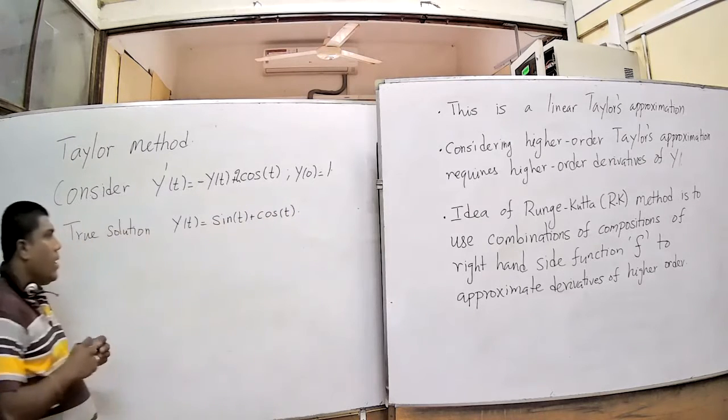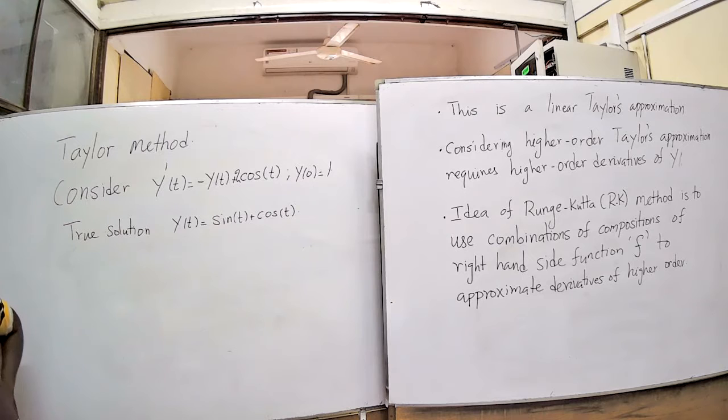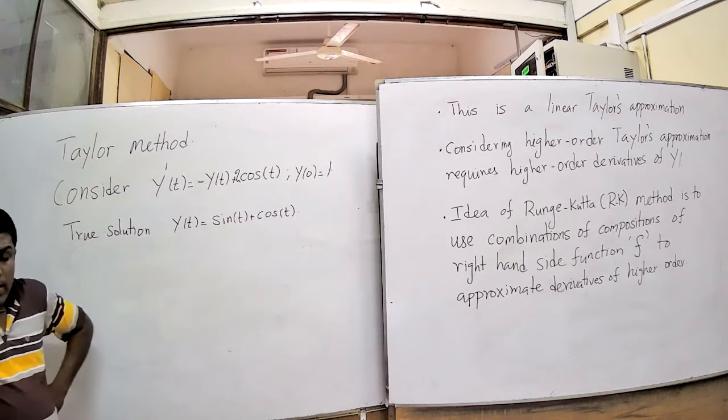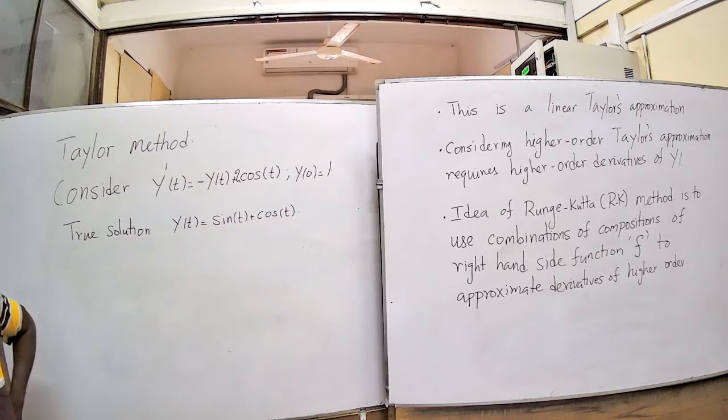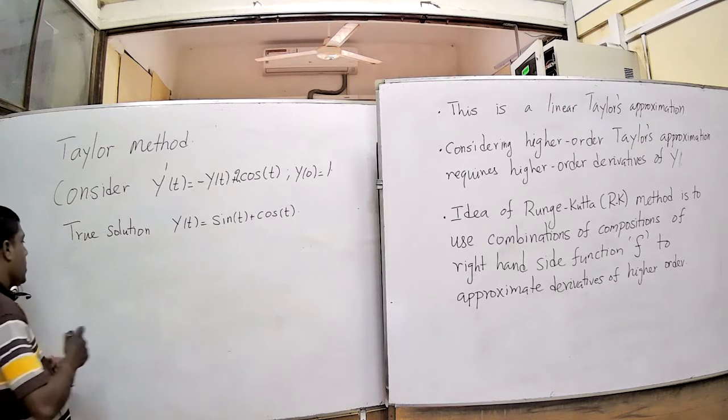We can easily see that the real solution is sine t plus cosine t. So that is the real solution, and that's not a big thing here. By using the knowledge you have from first year, you can always find the solution. So what we do now is try to approximate using Taylor's expansion: approximate y at tn plus 1 by using Taylor's expansion.